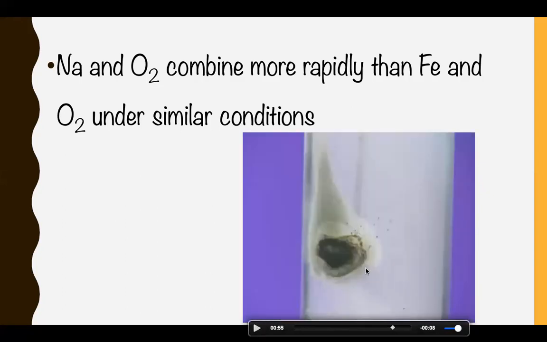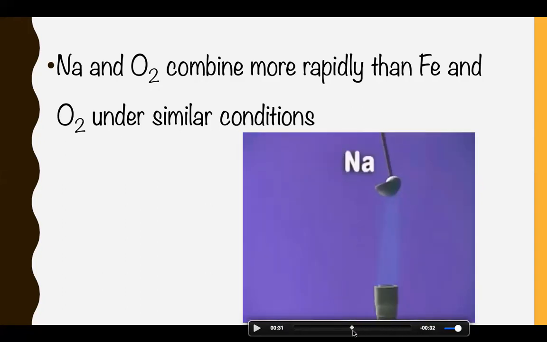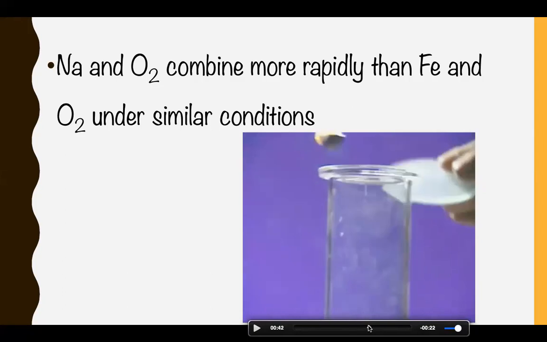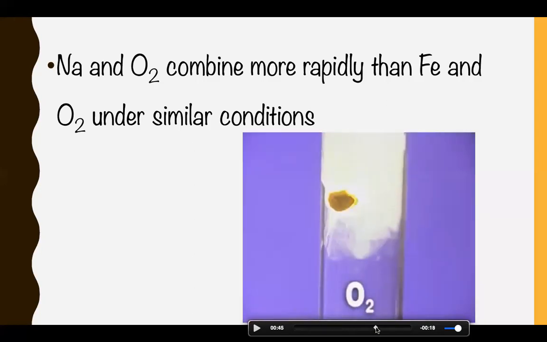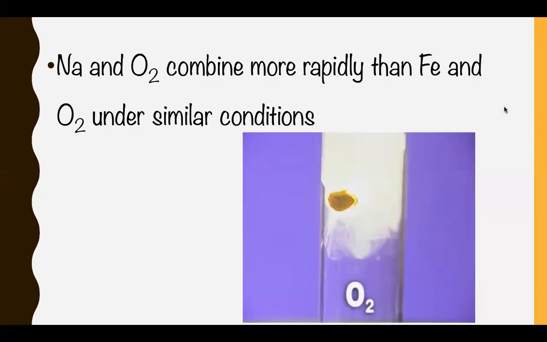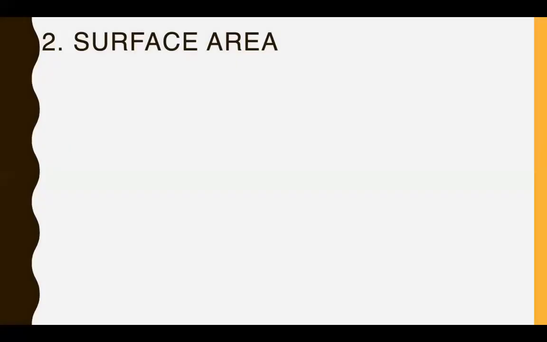This would also be a good example of concentration. So when you see it originally burning, this is just regular air, which is only 20% oxygen. But when they move it into the cylinder, they've covered it because there's 100% oxygen in here. And so you can see the difference with how much it burns in pure oxygen versus the air. So that's the nature of the reactants. It's just some substances are more reactive than others.